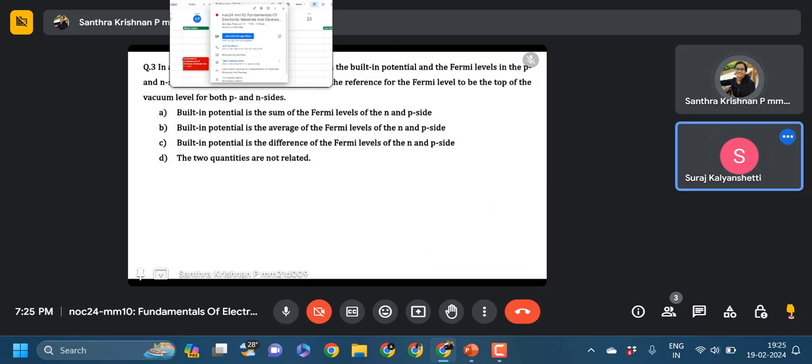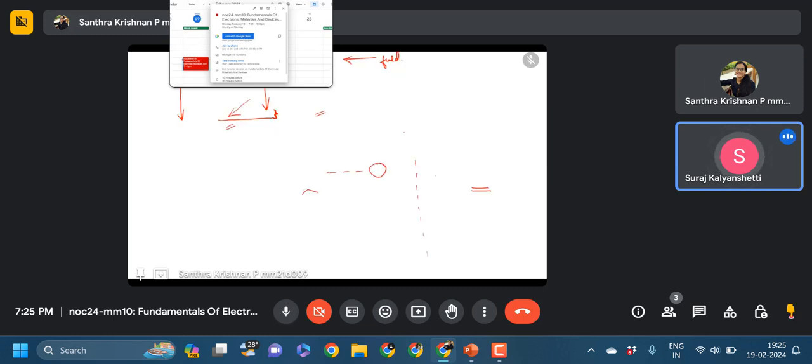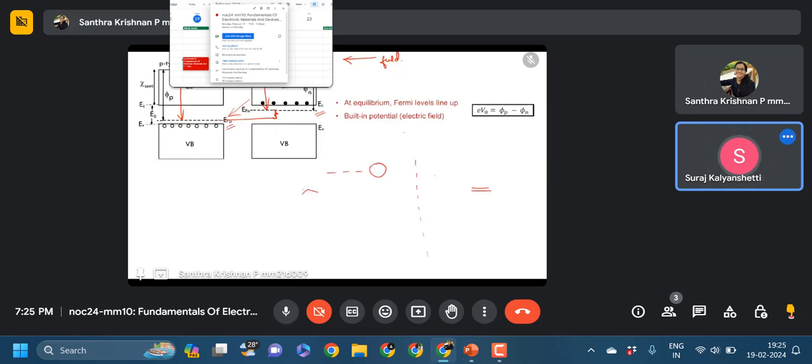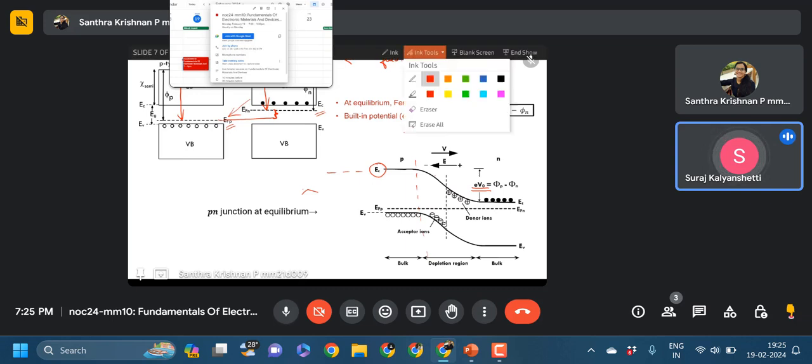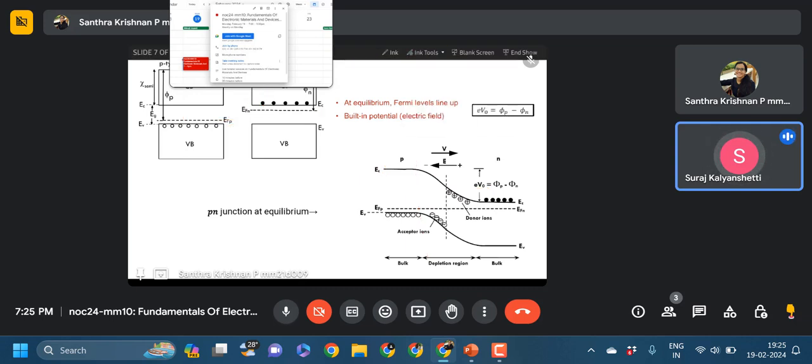So it's C, right? The built-in potential is the difference. Okay, just come again to the second picture, the second page. So it has to move by phi_p minus phi_n. That's true. It's too much to visualize, but they should probably give this diagram and tell us to visualize, otherwise drawing it is a little bit tricky. I have to practice that probably.